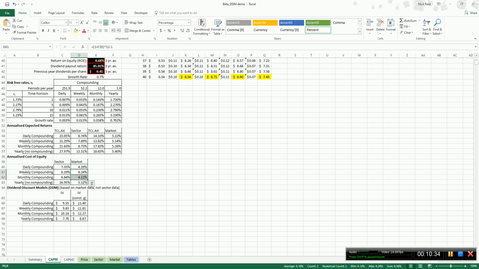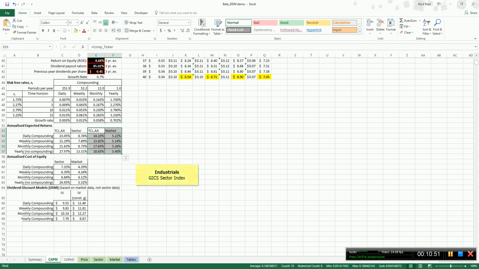So this is the dividend discount model here. This is based only on market data, not sector data. Typically, you may have already noticed that the market data is more accurate because the ASX 200's been around longer than the transportation industry sector. So we're just going to use market data here.